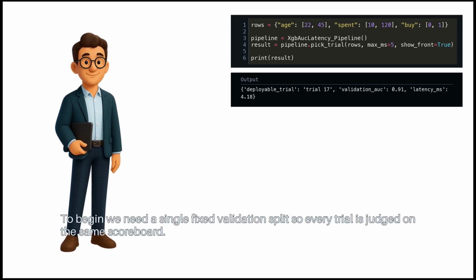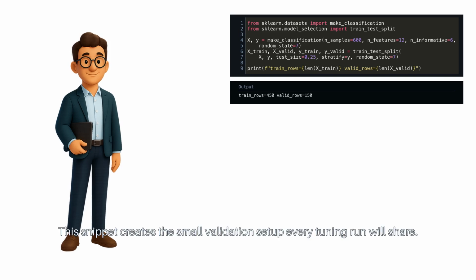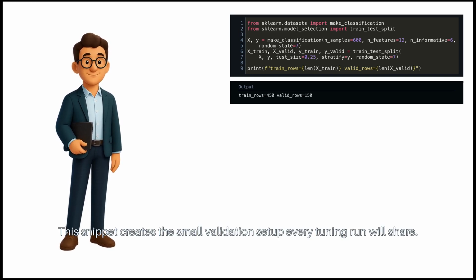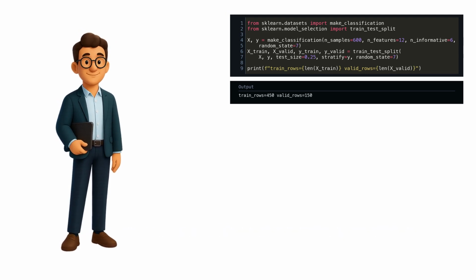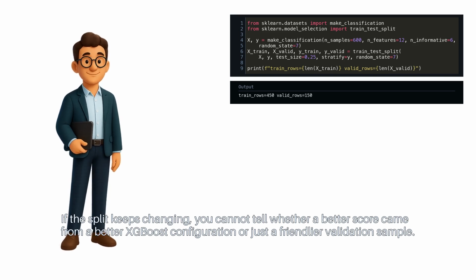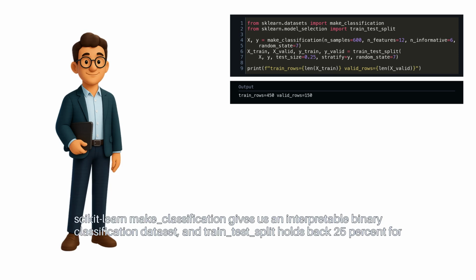To begin, we need a single fixed validation split so every trial is judged on the same scoreboard. This snippet creates the small validation setup every tuning run will share. If the split keeps changing, you cannot tell whether a better score came from a better XGBoost configuration or just a friendlier validation sample. Scikit-learn make_classification gives us an interpretable binary classification dataset.